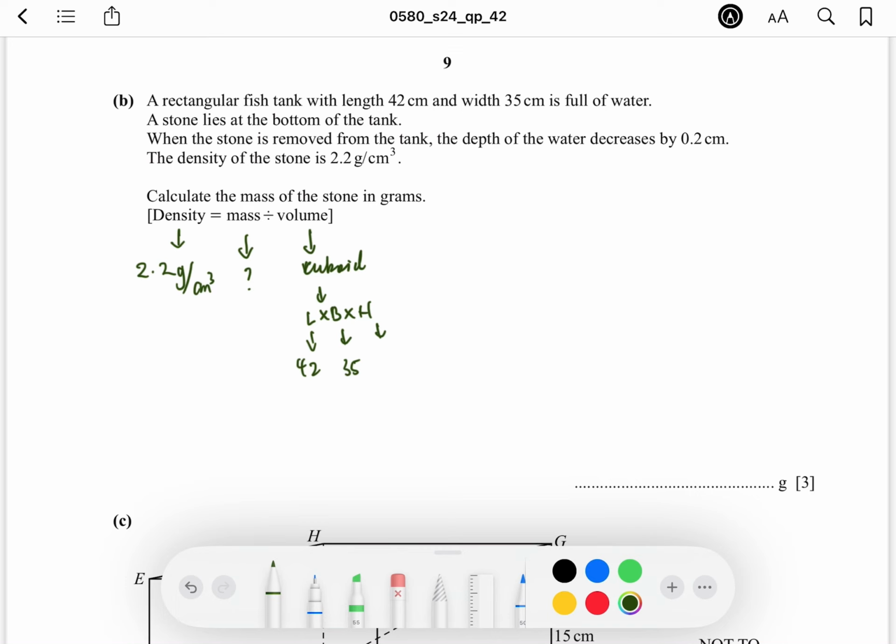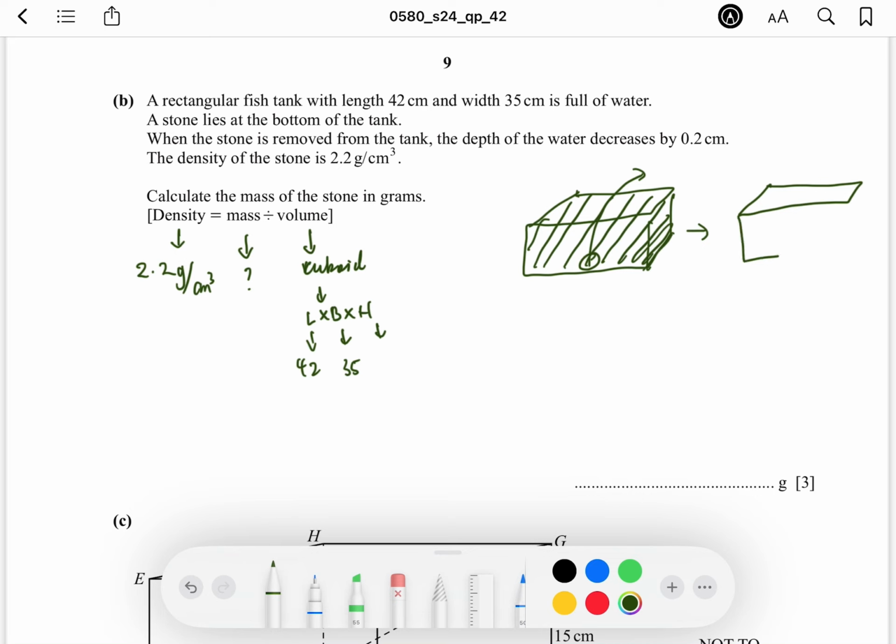So actually we are finding volume. You said volume of the rectangular tank, right? So in the tank, there is already a stone inside. That's the volume. And then when the stone is taken out, what happens to the water level? It decreases by 0.2.